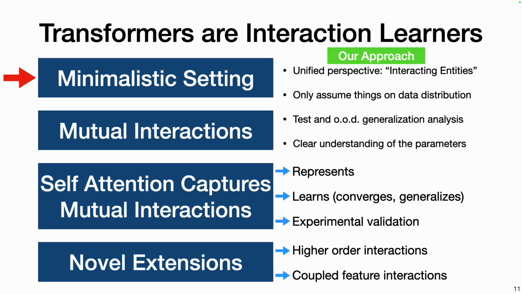With that, the overarching goal of this work is offering a unifying theoretical perspective on transformers through the lens of interacting entities. In particular, we will demonstrate that transformers are mutual interaction learners. To show that, I'll first cover some background and explain our minimalistic setting, then I'll cover some necessary things to support our claim. Later, I'll briefly go over some extensions to transformers, especially self-attention.